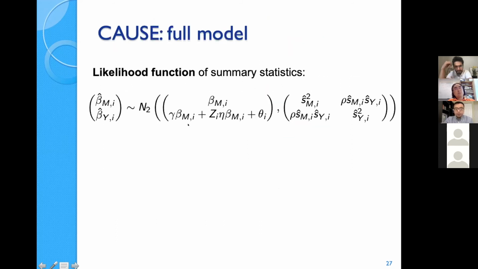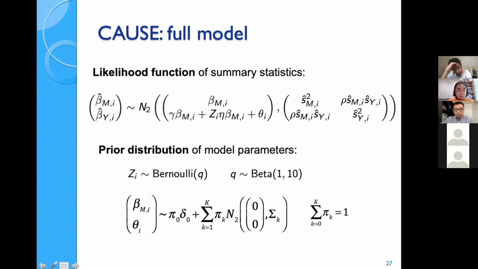But basically, we have this model. We have the likelihood function of our data, and we have the prior distribution. So the prior of zi, these are indicator variables for the Bernoulli distribution, as I talked about earlier, and the parameters for the mixture of normal distributions. And once you define these distributions, you can statistically integrate out those parameters and infer gamma, right? Primarily, we are testing whether gamma equals zero or not.